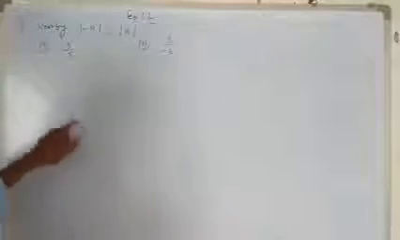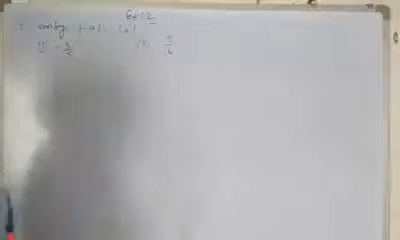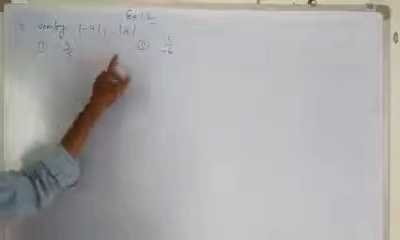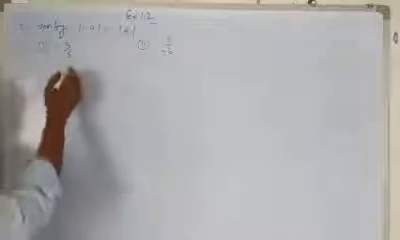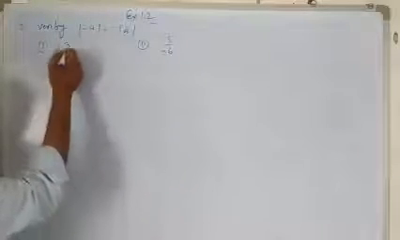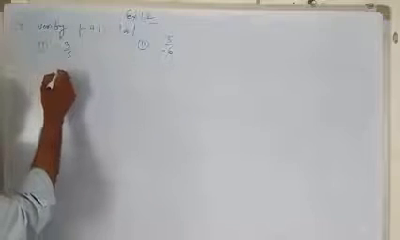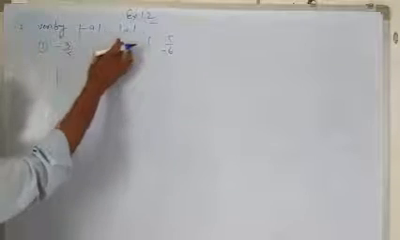Next question. Verify mode of minus a is equal to mode of a. In two questions, the first is minus 3 upon 5. The second question is 5 upon minus 6. So first of all, mode of minus a, and then mode of a.